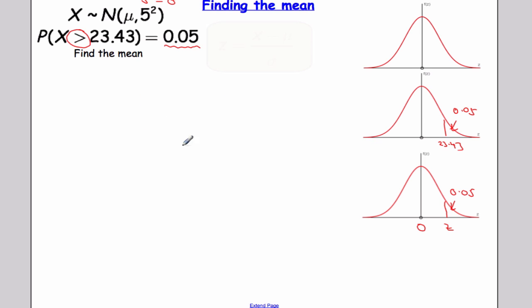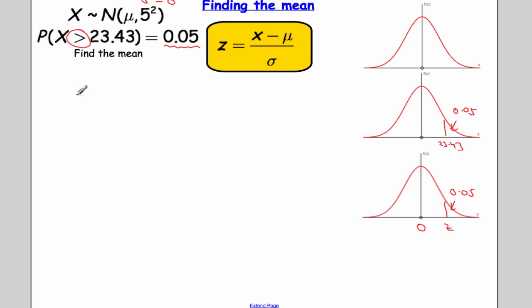Okay, so now that we've formulated the problem, we must remember that the standardized value is equal to the raw value minus the mean over the standard deviation. So this formula here, which we learned in the previous video. So I know that 23.43 minus the mean, divided by the standard deviation, which is 5, must be equal to this z value. So I'm going to go to my table and see if I can work out what z is.